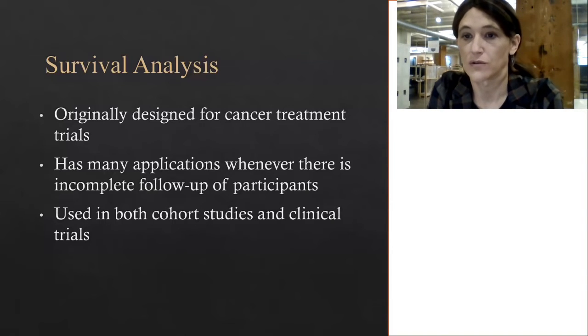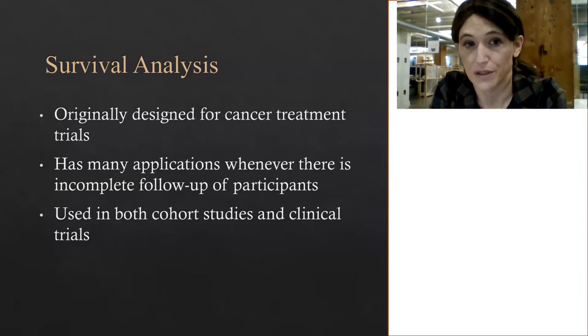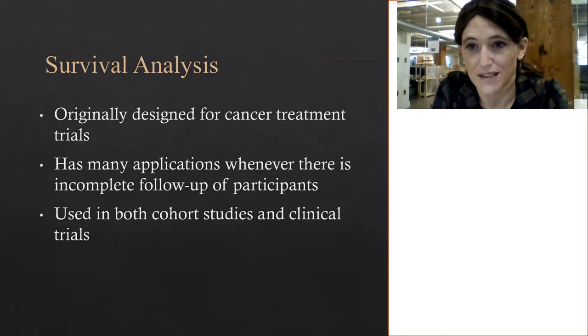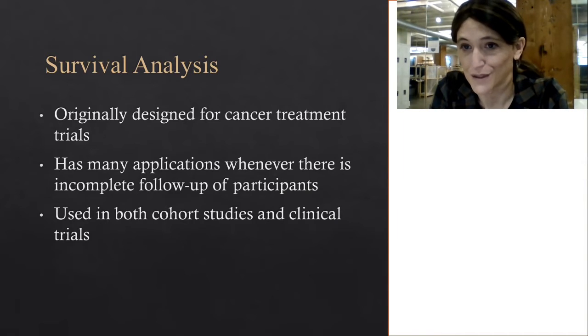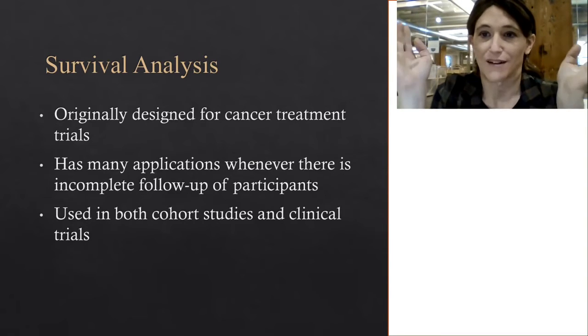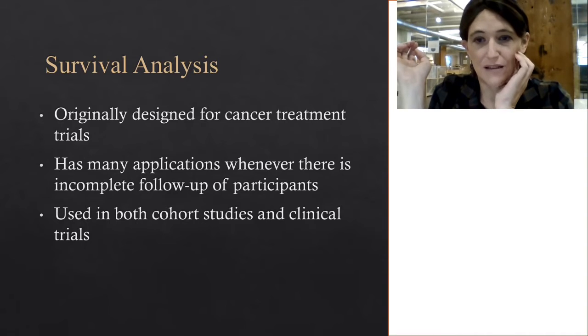So survival analysis was originally designed for cancer treatment trials. Like many things, we find other uses for it. Statistical analysis can be somewhat siloed, and other fields will pick it up and say, hey, this is a really useful tool. I would say that many of the methods that we use in epidemiology and biostatistics evolved in the social sciences, but now the social sciences are using some of the tools that we developed in epidemiology and vice versa. We all like to share, but it does take some time to break these silos.